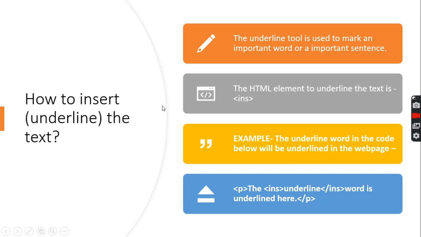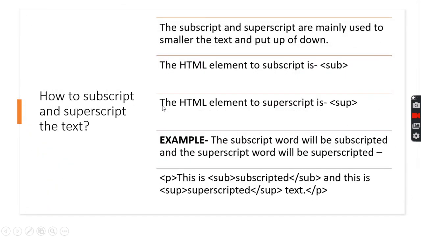So now let's see how to subscript and superscript the text. The subscript and superscript are mainly used to make the text smaller and put it up or down. The HTML element to subscript is sub, the first three letters of subscript, and the HTML element to superscript is sup, the first three letters of superscript. So this is a trick to remember it easily.